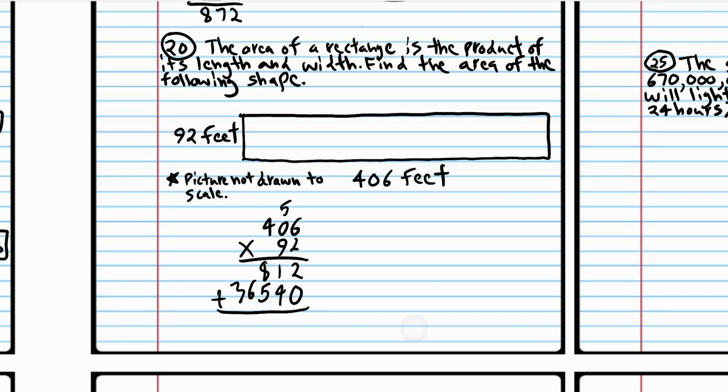All right, 2 plus 0 is 2. 1 plus 4 is 5. 8 plus 5 is 13. 6 plus 1 is 7. 3 plus nothing is 3. So the final answer is 37,352. And now this is area, so it's going to be FT to the second power. That means square feet.